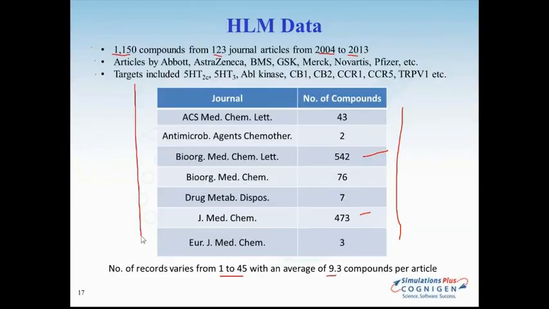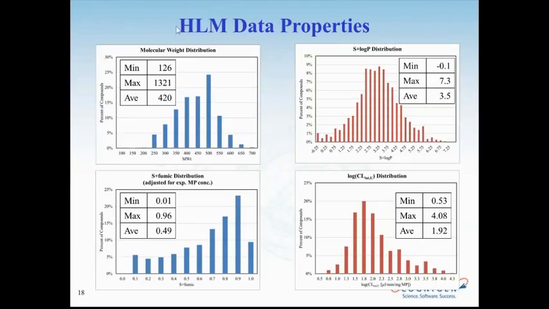Now, one thing I want to clarify is that for all this data, the clearance was an exact number. So if the journal article said intrinsic clearance is less than 10 microliter per minute per milligram of microsomal protein, we didn't use that because that's not a quantitative number. So all these were exact numbers.